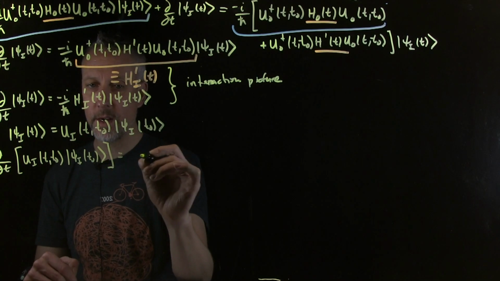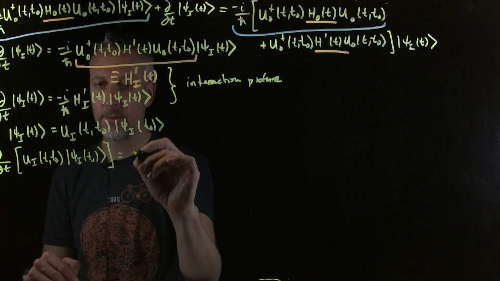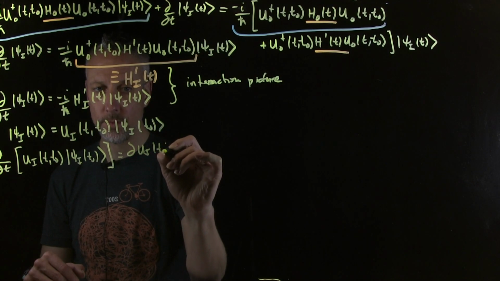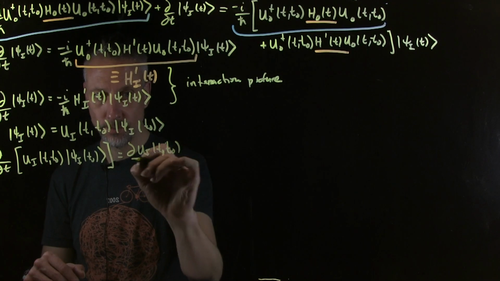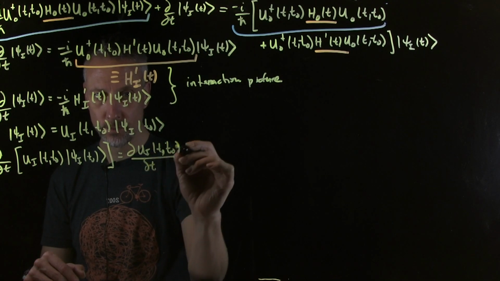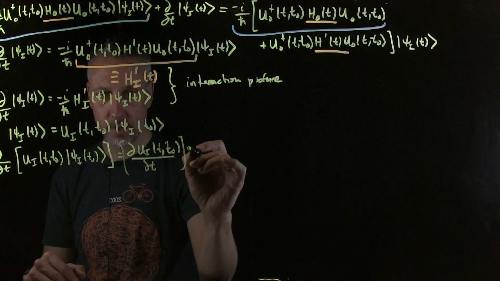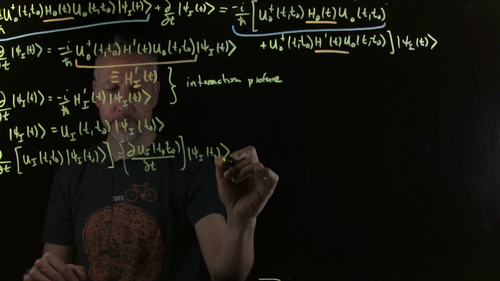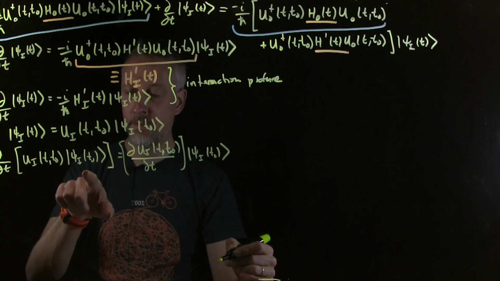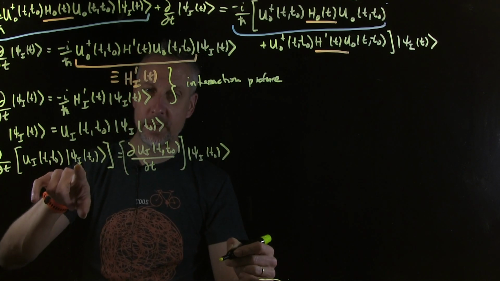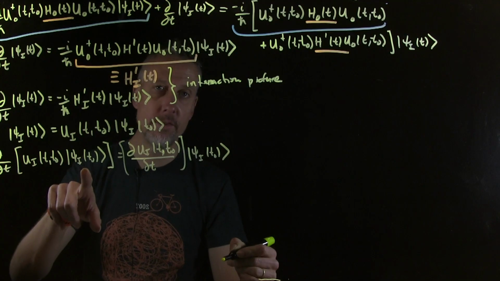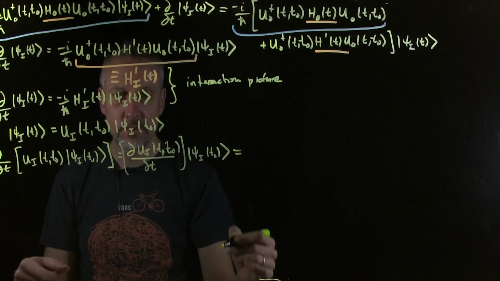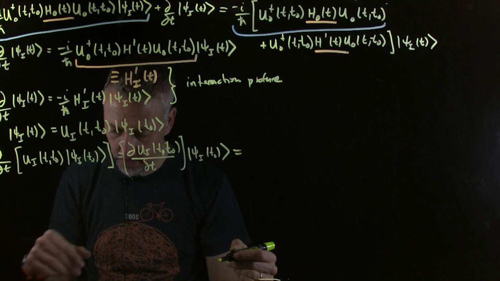You can just work this out right now. So it's the derivative of the first and the second. So we'll have the derivative of U_I(t, t naught) times psi_I(t naught). And then the second term doesn't exist, because the time derivative of something that doesn't depend on time is 0. So that's it.